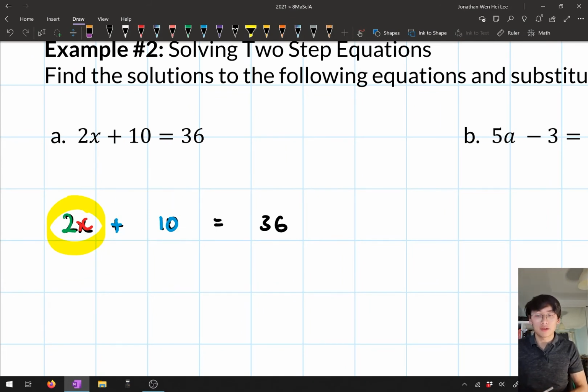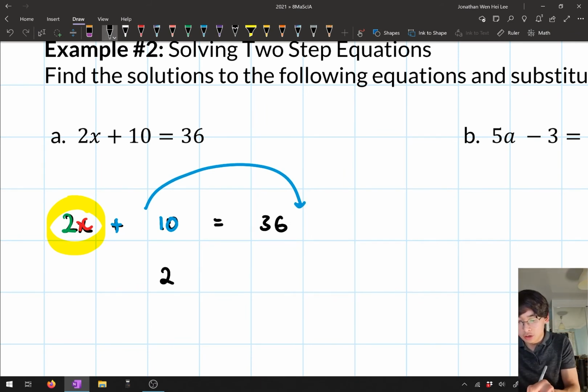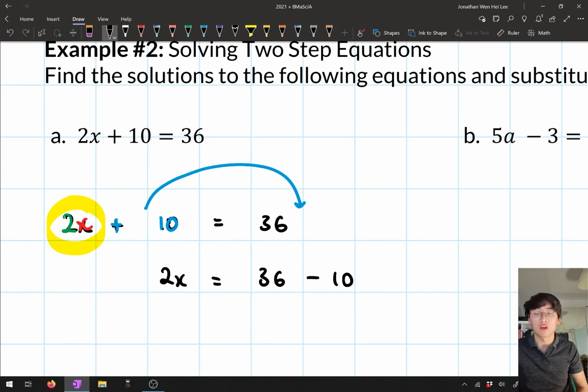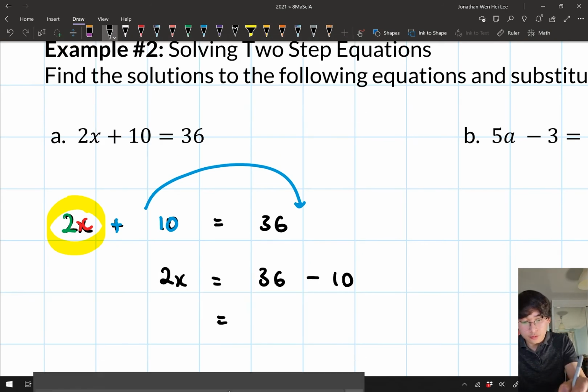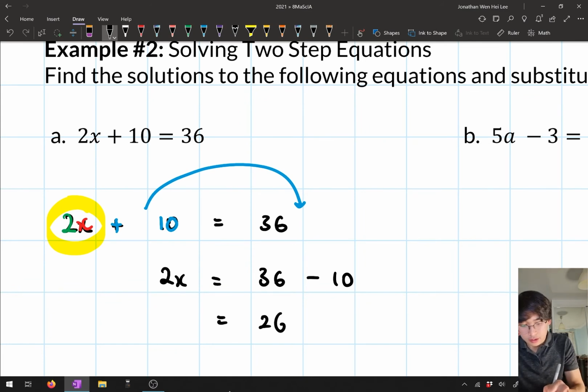So if we've got a plus 10 over here, well, what's the opposite of plussing 10? That's minusing 10. So I'm going to perform the reverse operation. I'm going to move this plus 10 to the other side and subtract. So here I'm going to have 2x is equal to 36 minus 10. I'm performing the reverse operation of plus 10 first. And so when I do that, I have 36 minus 10 is 26.